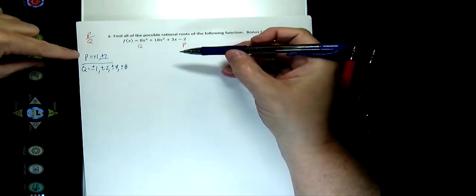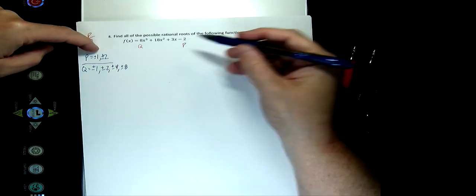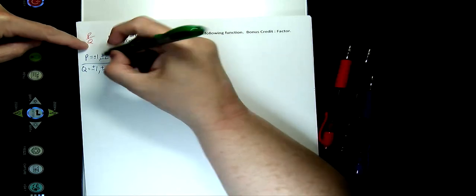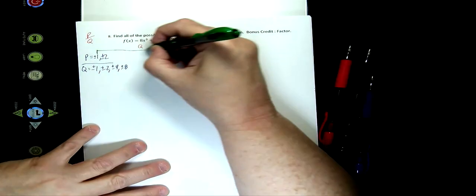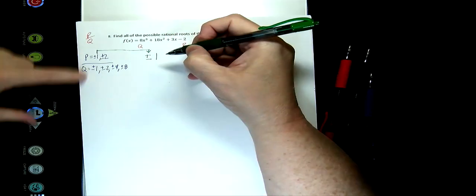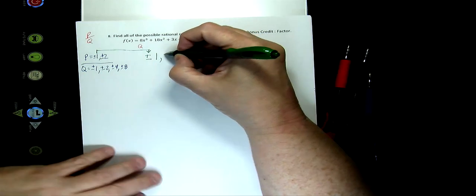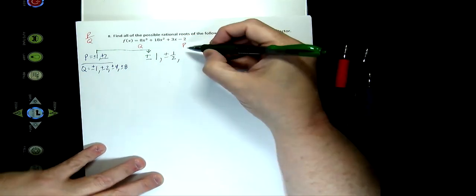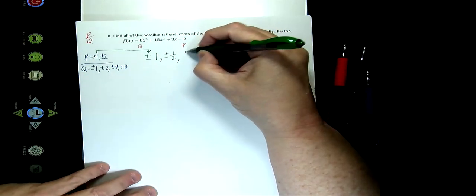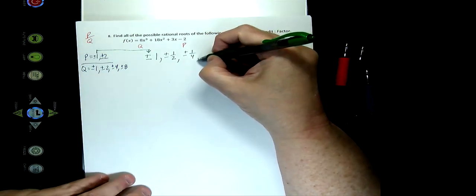So I'll just go through them one at a time. I start with the 1. If I do the 1 for the p, that gives me the possibilities of plus or minus 1 over 1, which is still just 1, 1 over 2, which is plus or minus 1/2, 1 over 4, which is plus or minus 1/4, and 1 over 8, which is plus or minus 1/8.